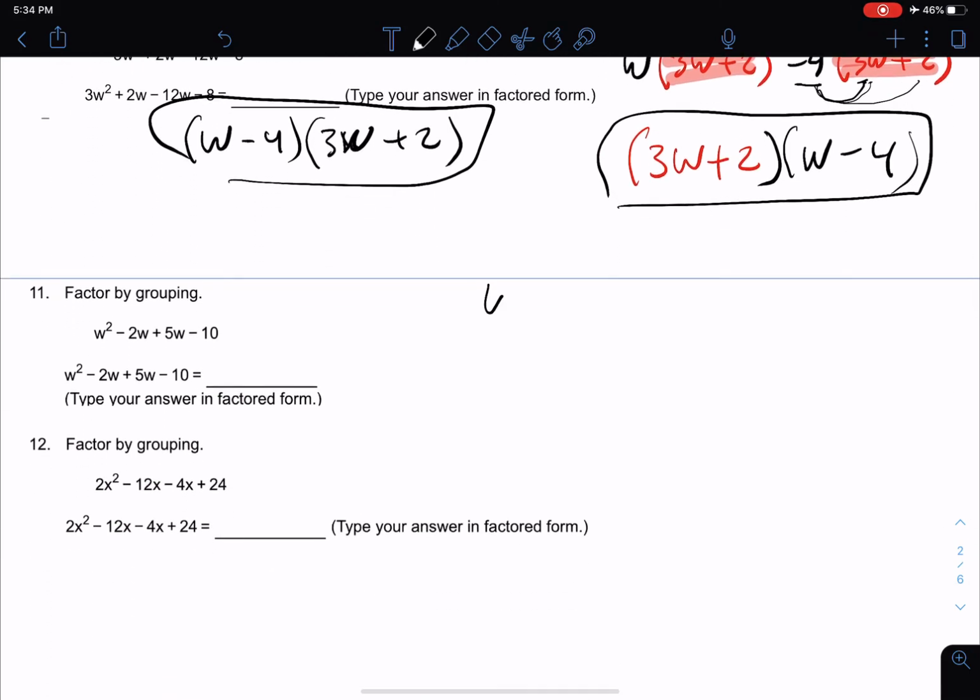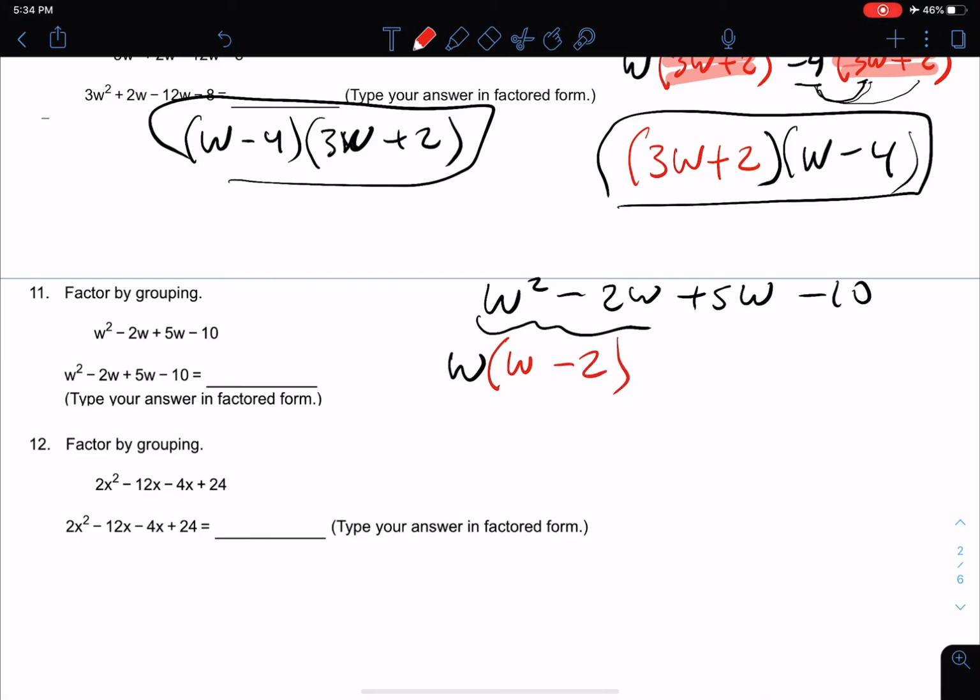Look at the next one. The next one we have w squared minus 2w plus 5w minus 10. Let's take a look at the first two and just see if it works. What's common? w. So we factor out a common w, and what are we left with? A w minus 2. Of course, you could always distribute it to make sure that that's true, and it is true.